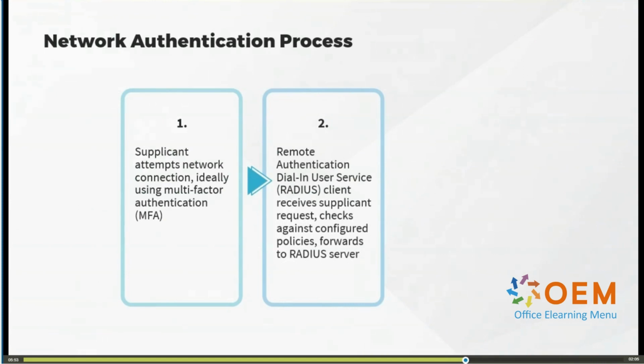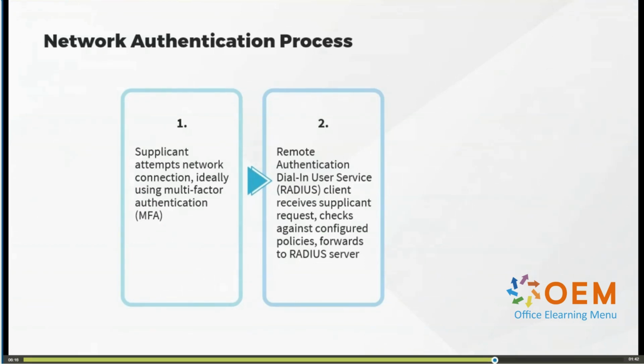In step 2, we would then have a RADIUS client. Now that, in this example, would be the network connection point, whether it's an Ethernet switch configured with network access control, a Wi-Fi router, a VPN appliance, whatever it is, that is the client, not the user device. In this context, remember, the user device is called the supplicant.